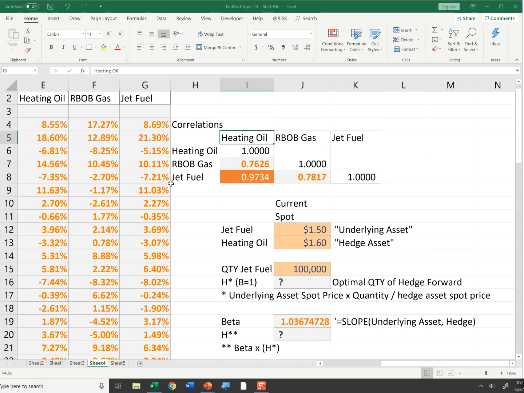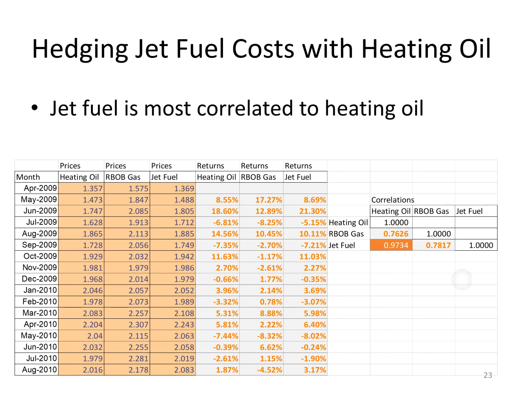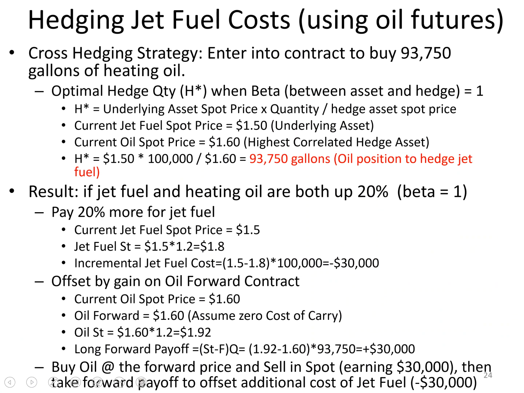heating oil. And let's say jet fuel is selling for $1.50 in the spot market, and heating oil is selling for $1.60 in the spot market. And they need to buy 100,000 gallons of jet fuel in 1 year. So in this case, we're going to calculate how many gallons of heating oil they need to purchase to hedge their 100,000 gallons of jet fuel. And they're going to enter into a forward contract to purchase 93,750 gallons of heating oil to hedge their 100,000 gallons of jet fuel.